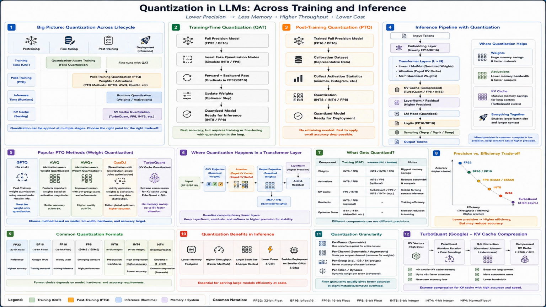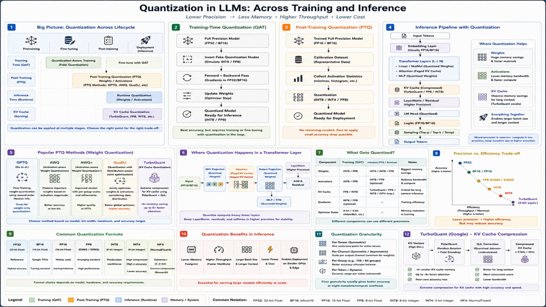Section 4 describes inference pipeline with quantization. During inference, quantization plays a major role in performance. Weights are stored in low precision formats like int4 or fp8. Compute is performed using optimized kernels that understand these formats. The KV cache, which grows with sequence length, can also be quantized to reduce memory footprint. However, sensitive components like layer norm and logits often remain in higher precision to maintain stability. This mixed precision approach delivers both performance and accuracy.